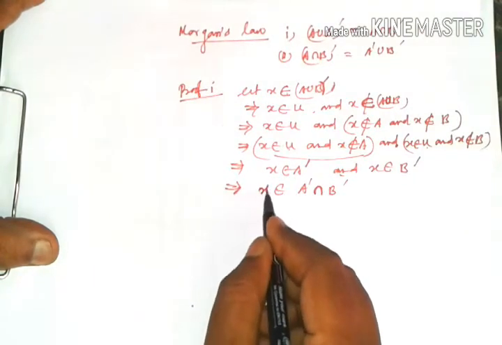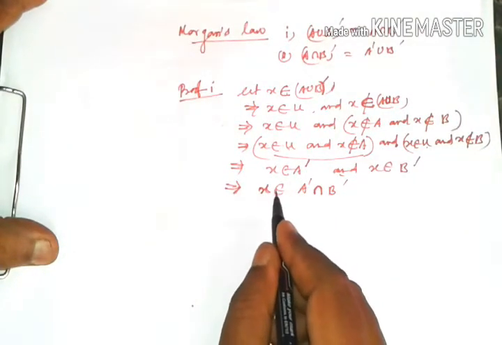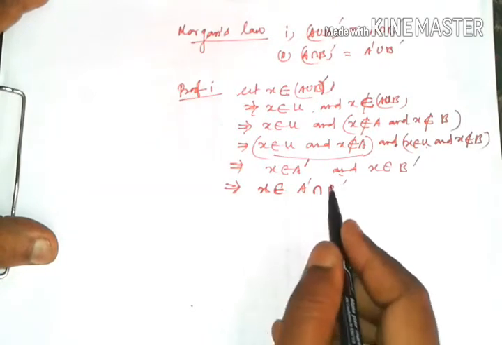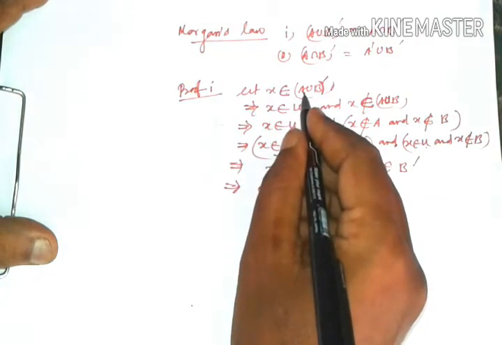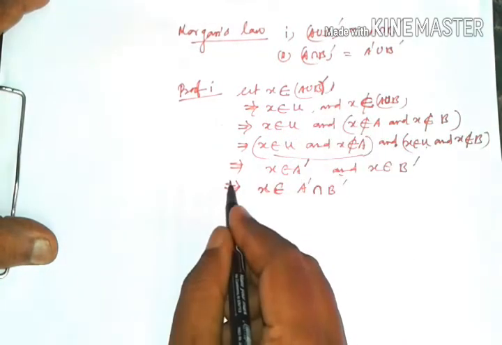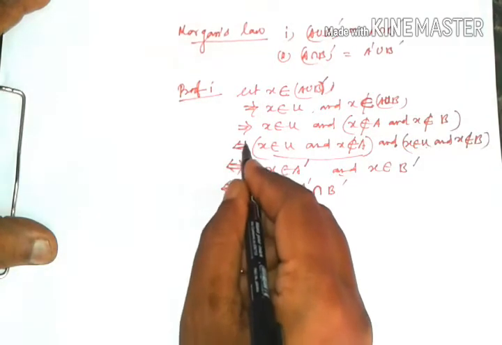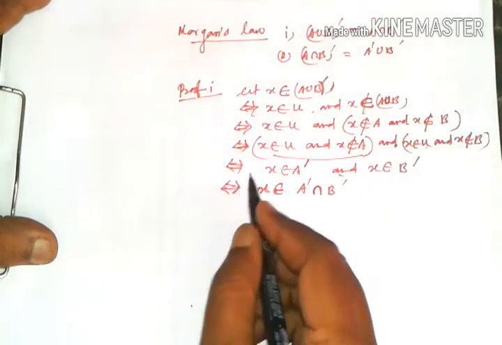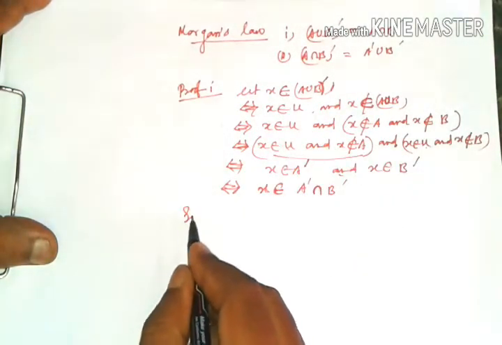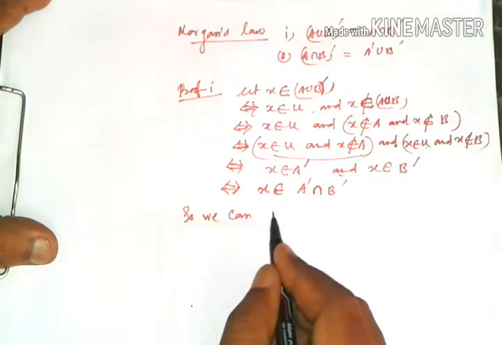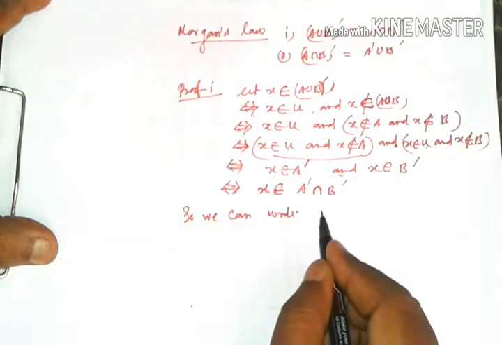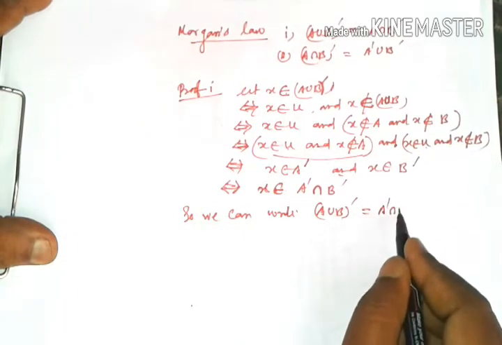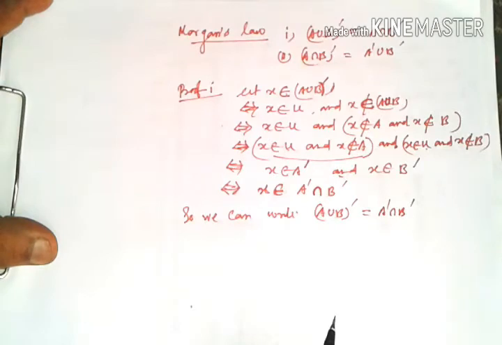If we start from X belongs to A dash intersection B dash, from this we get also that X belongs to (A union B) dash. So we can write this symbol. This is the if and only if symbol. So we can write (A union B) dash is equal to A dash intersection B dash.